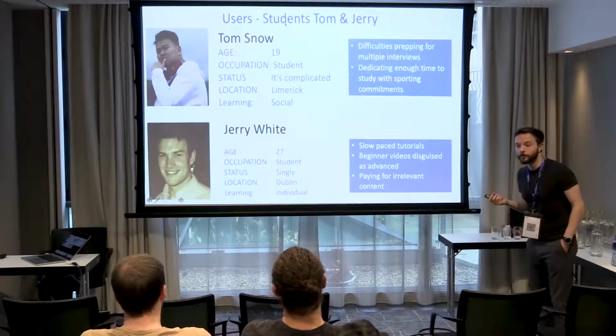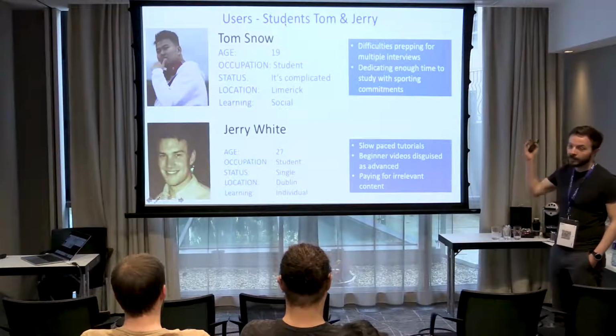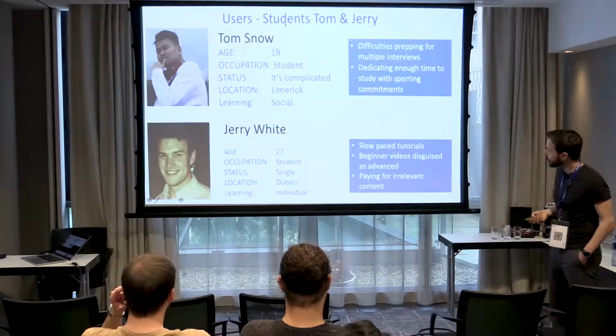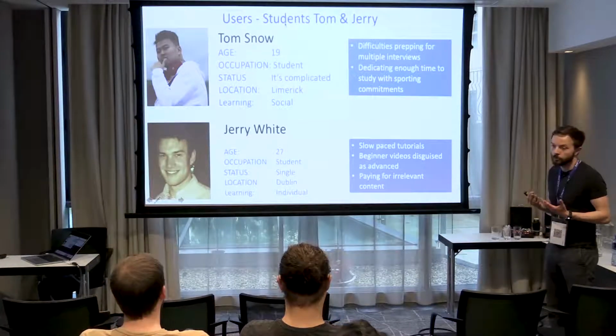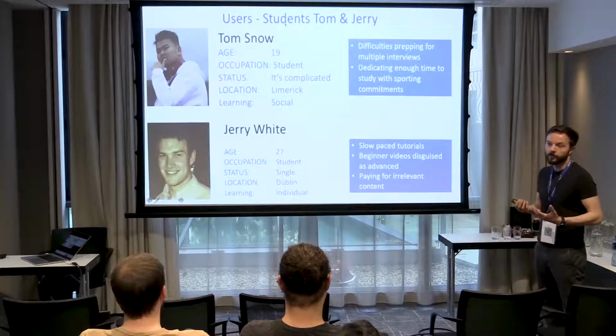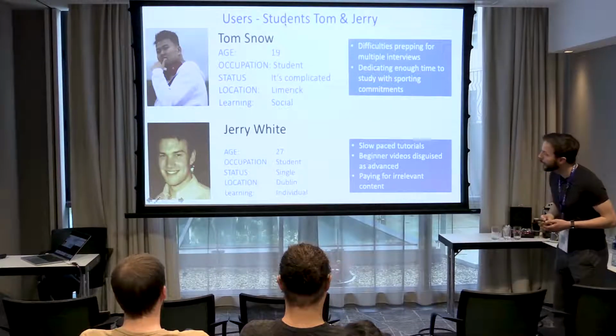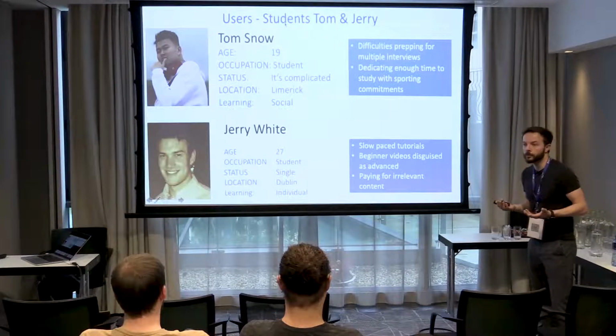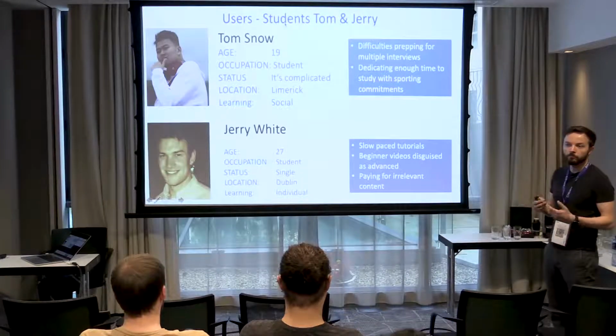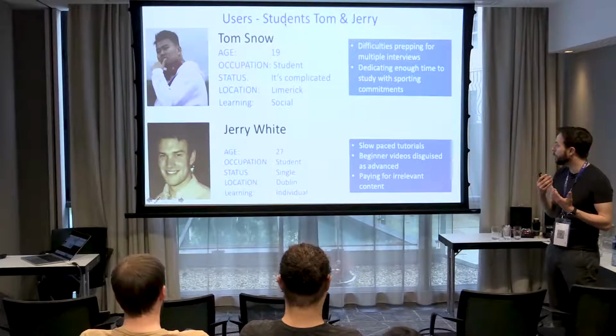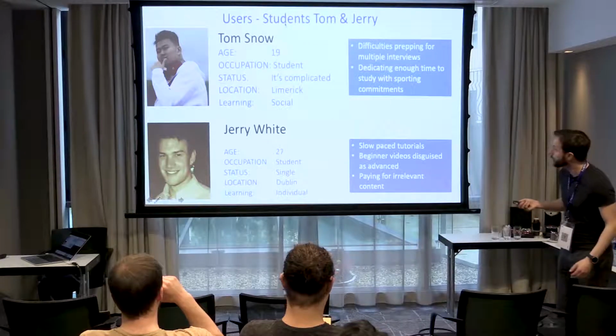So basically, we had 2 user groups. So we can see here 2 students, Tom and Jerry. One of the users is actually a social learner, Tom, and he prefers meetups and social events. Jerry, for example, is more of an individual learner. So he preferred some YouTube videos and slow-paced tutorials, for example.